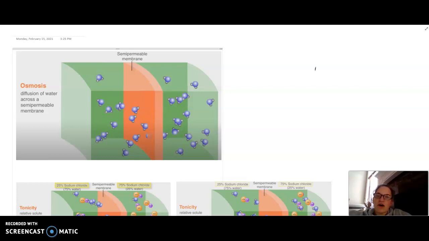First off, let's just talk about the idea that molecules are constantly moving. If you look at the first picture here, the image on the screen, you can see that there is this orange semi-permeable membrane, and on each side there are these little water molecules. So right here is a water molecule. Okay, so these molecules are in constant motion.